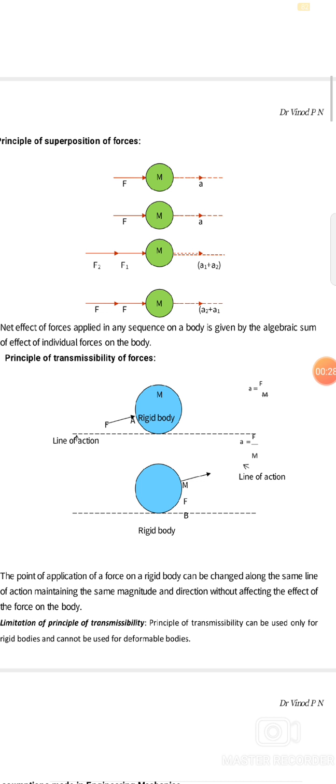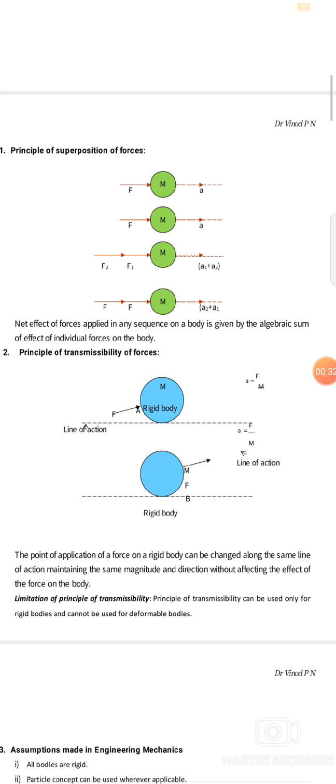At the end what we are getting, the output will become A1 plus A2. That represents the net effect of forces on one particular point. The consequence on a body is given by the algebraic sum of the effect of individual forces on the body. That says F2 and F1 will become A1 plus A2 at the other end.